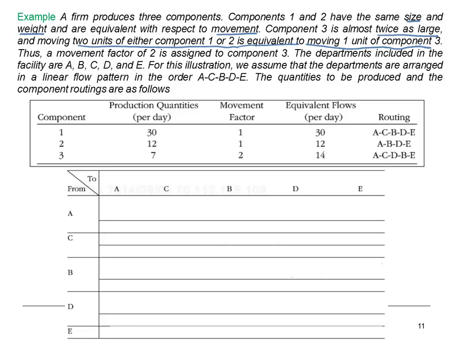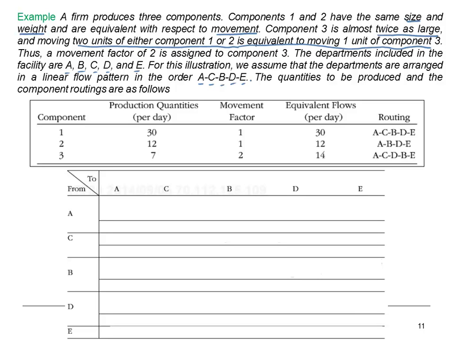Departments included in the facility are A, B, C, D, and E. So we have 5 departments. For this illustration, we assume that the departments are arranged in a linear flow pattern in the order of A, C, B, D, and E. The quantities to be produced and the component routings are followed. So we have this table: for each one of the components, we have the production quantity per day, the movement factor, and the equivalent flow per day.